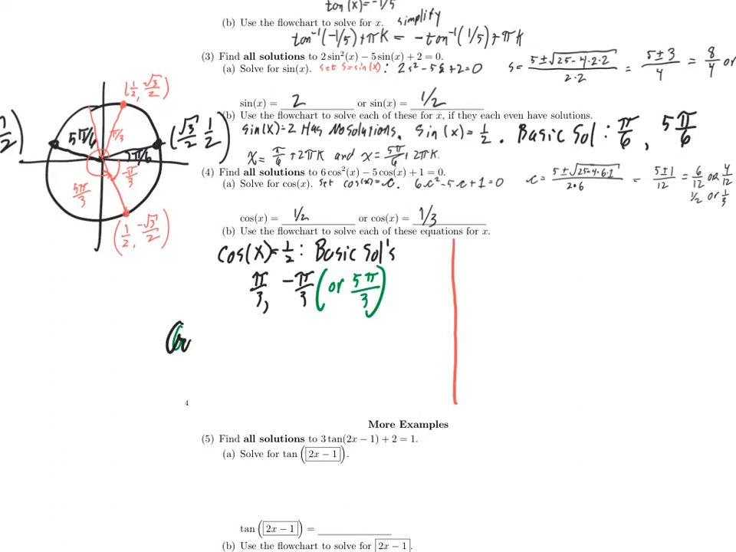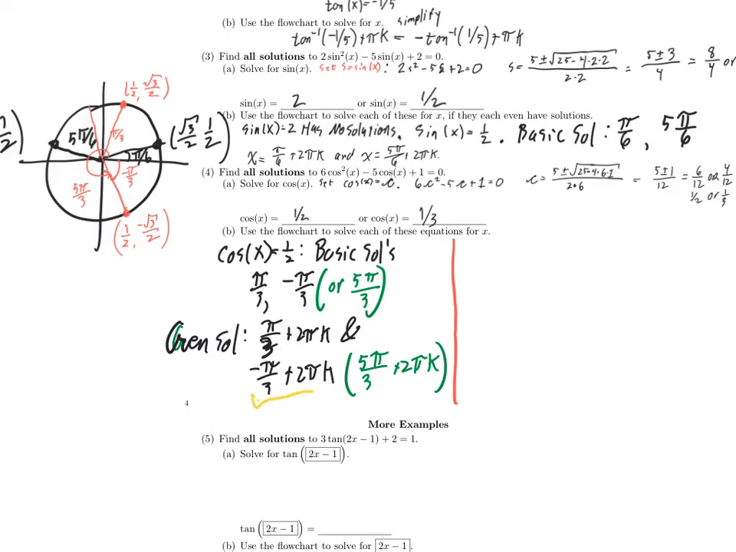The general solutions are pi over 3 plus 2 pi k, and negative pi over 3 plus 2 pi k. And again, for emphasis, in green, you'll have the same infinite family of solutions if you write 5 pi over 3 plus 2 pi k. Alright, so that solves half of it.